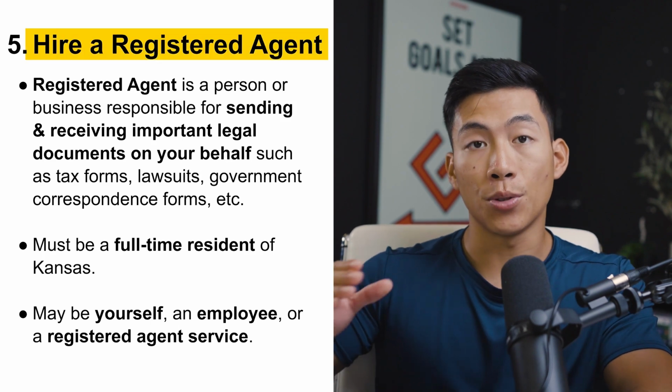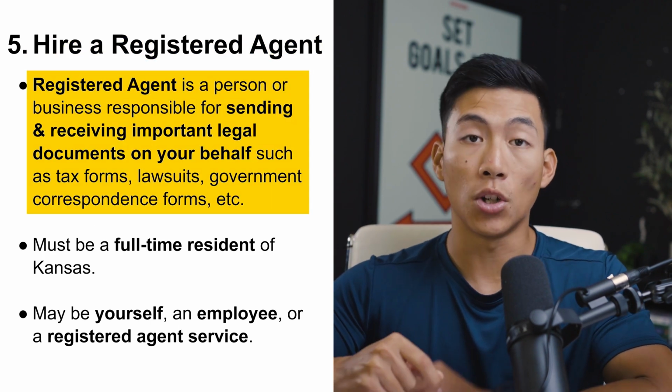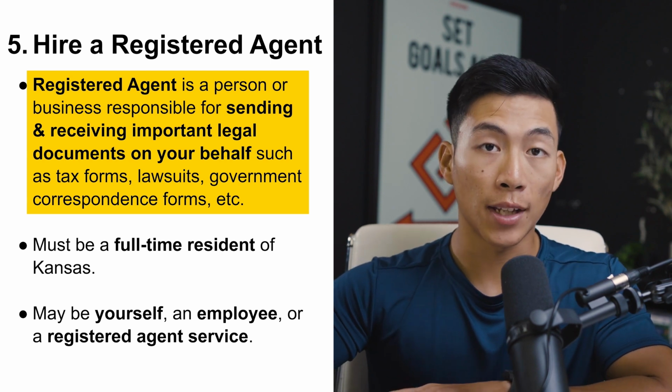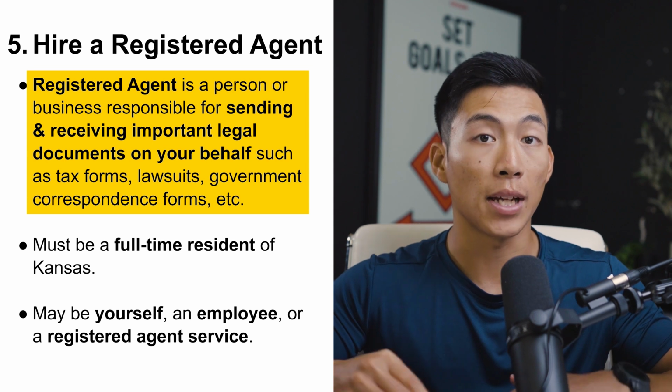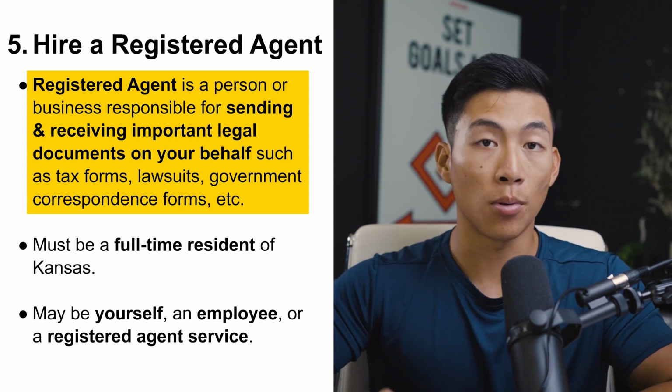Step number five is to hire a registered agent for your business. Now, this is required by the state, so if you want to form your LLC, you have to have a registered agent. This is basically a person that is responsible for receiving all legal documents and correspondence on behalf of your business. So this can be things like tax forms, lawsuits, and other important information.